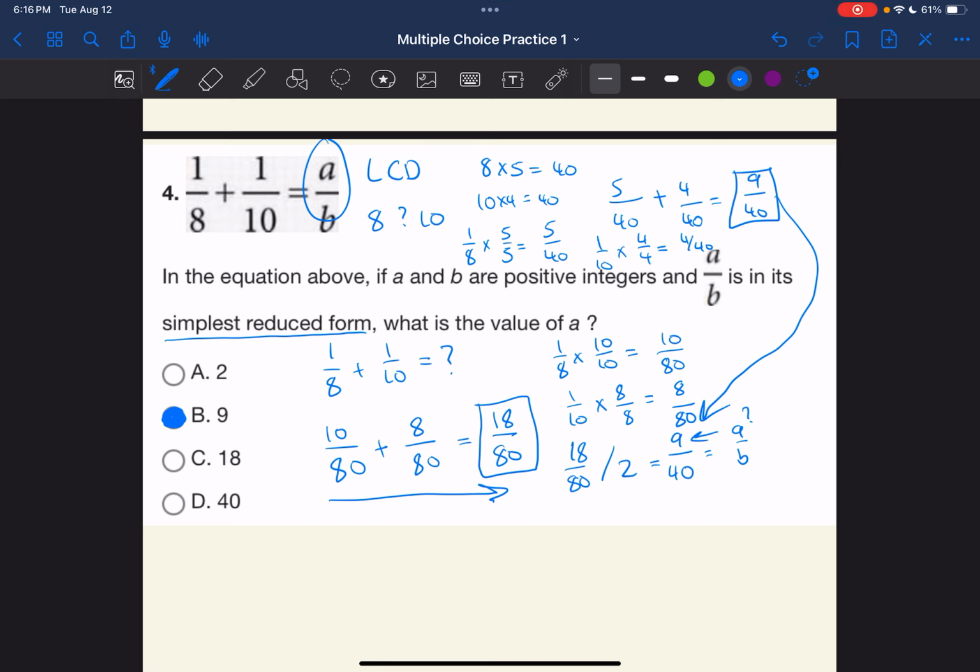Now, it could or could not have been. Perhaps it would have been in a form where you needed to divide by 2, divide by 3, whatever the number is. But this does get us a step closer just by realizing what the least common denominator is. And so again, if you know the sum of 1/8 plus 1/10 equals 9 over 40, and it's already in simplest reduced form, therefore the 9, which is in place of the a, is what it's asking for, so you can go ahead and select answer choice B.